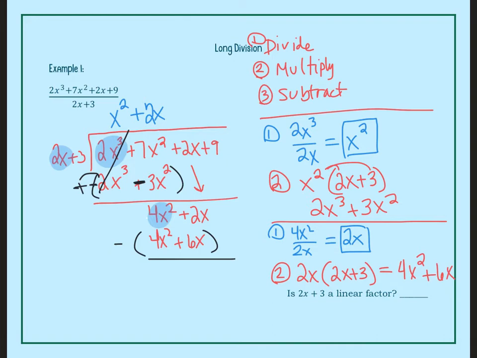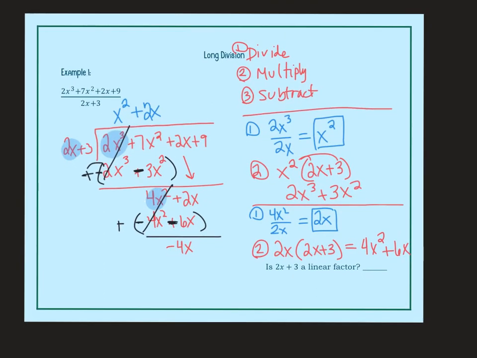Which means if I distribute the negative, this changes to a negative, and this changes to a negative. The first term should cancel out because 4x squared minus 4x squared is 0x squared. So 2 minus 6 is going to be negative 4x. And we start the process all over again.